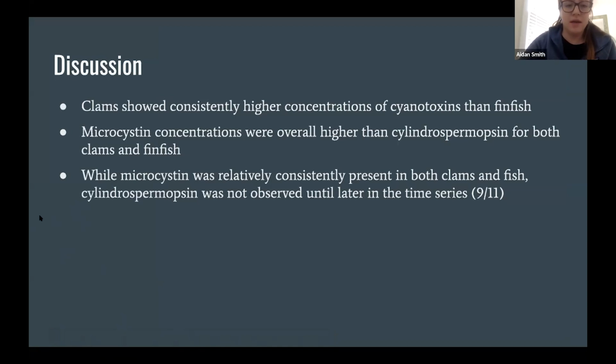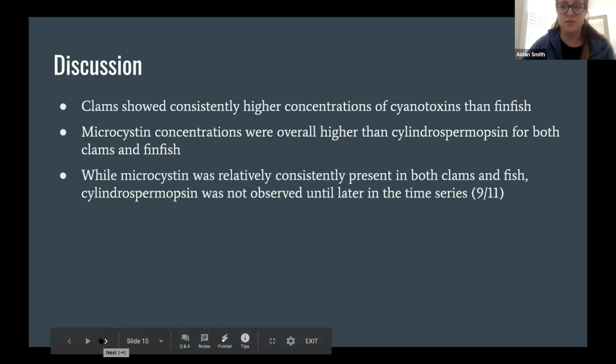So again, the clams showed significantly higher concentrations of cyanotoxins than the finfish. And then microcystin concentrations were overall significantly higher than cylindrospermopsin for both clams and the finfish. And while microcystin was relatively present in both clams and fish, cylindrospermopsin was not observed until later in the time series, closer to September. So establishing kind of a cycle would definitely be very helpful because this was our first season taking this kind of data.